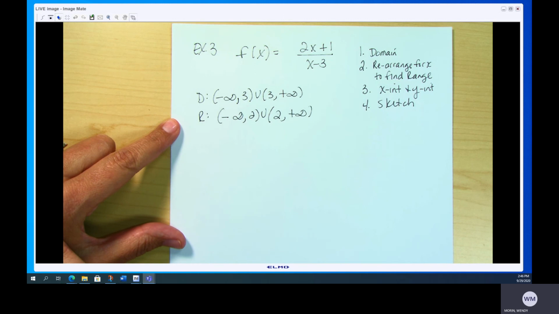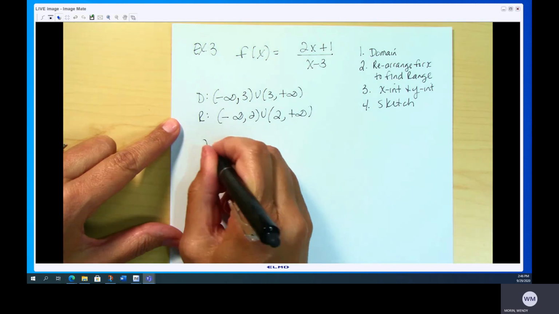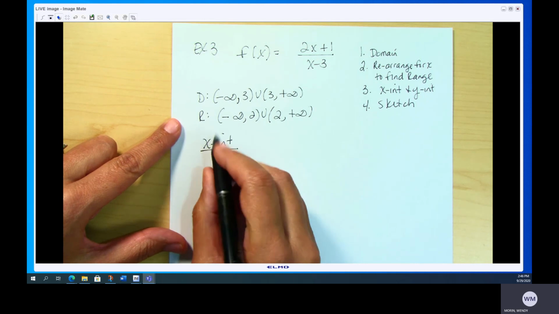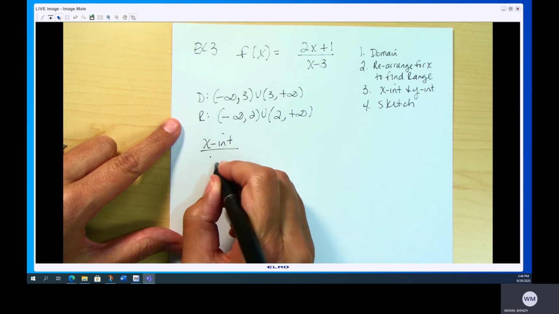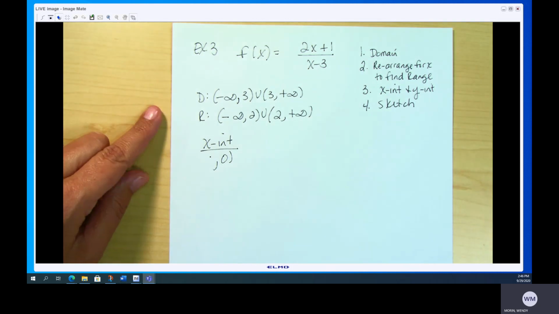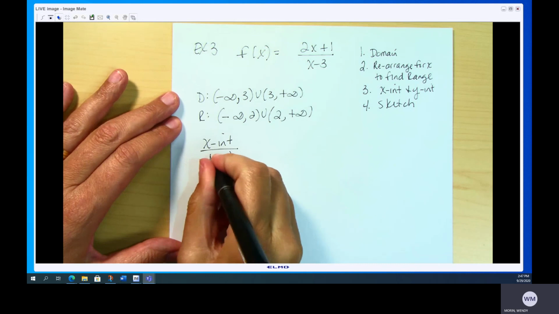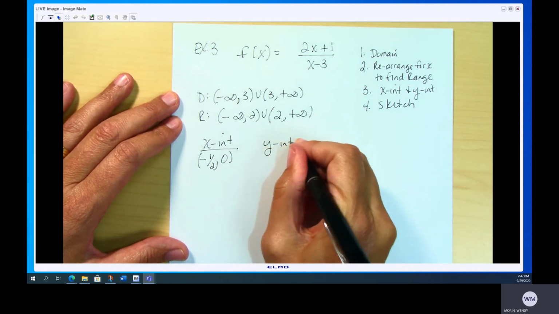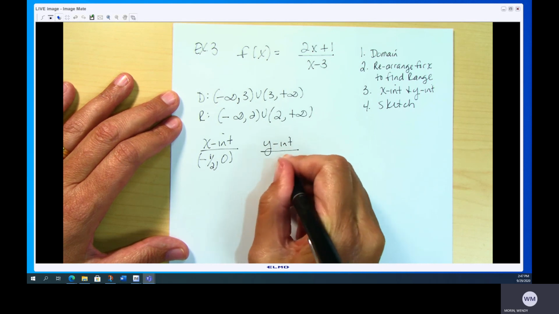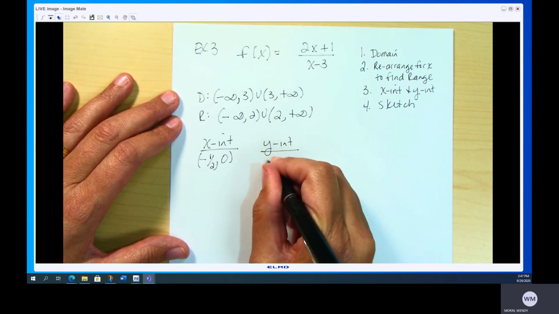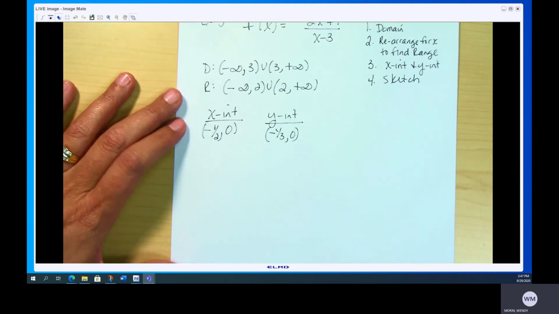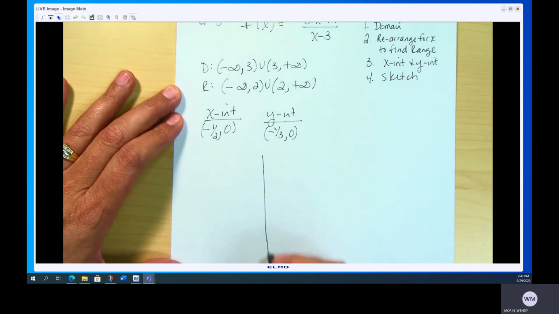Okay. Your x-intercept. What did you get for your x-intercept? You should get negative 1/2. Your y-intercept, you should have gotten negative 1/3. Okay. And then your sketch.